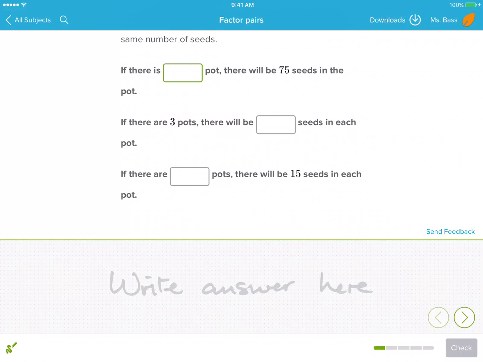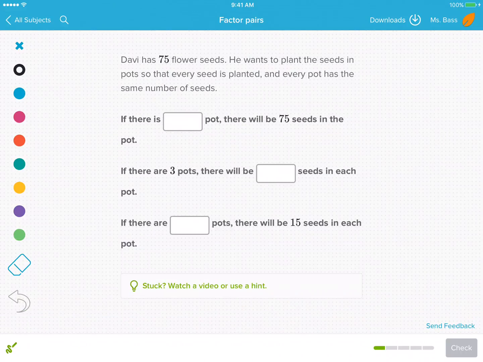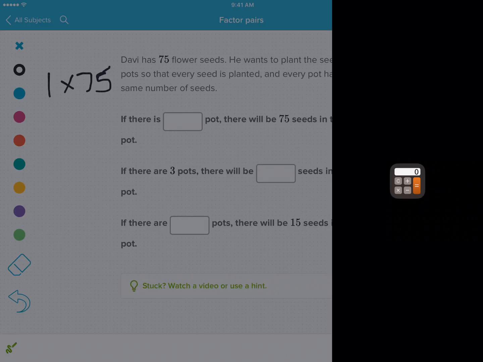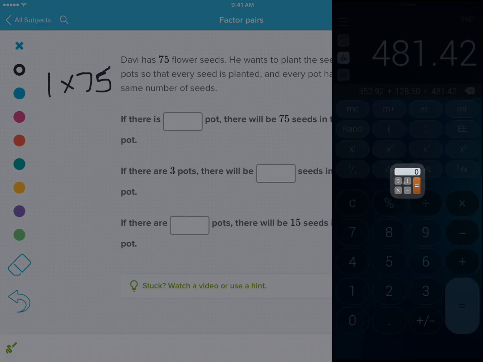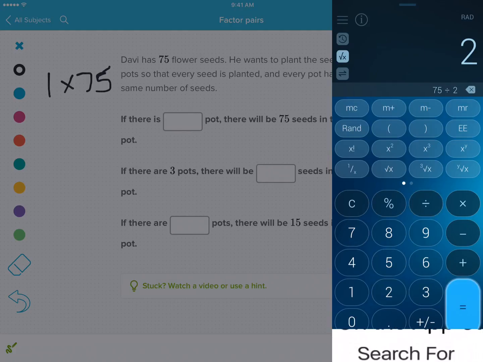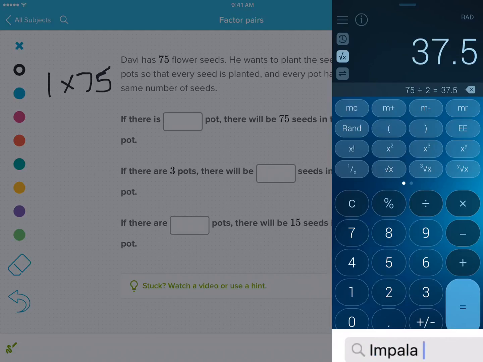So I'm going to go ahead and do the same thing that I did last time. I know I can take 1 times 75. And if I'm not good with my math facts, I'm not going to panic right away. Because I know that if I started with 1, if I go to 2 next, as soon as my calculator pops up here, 75 divided by 2, I see that I get a decimal. So I cannot use that one.